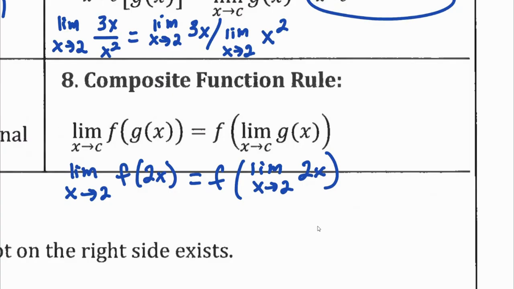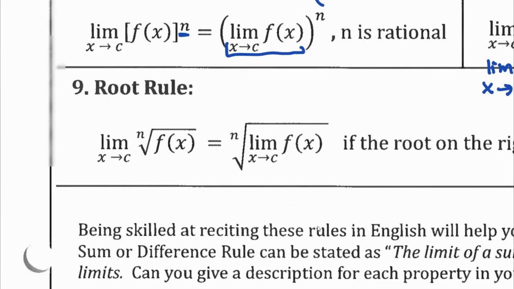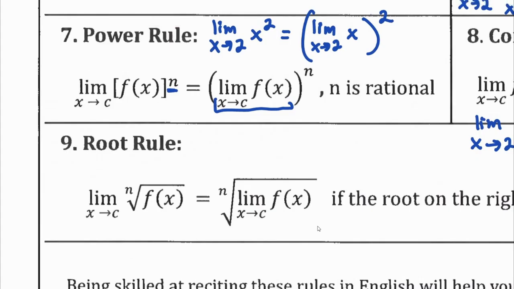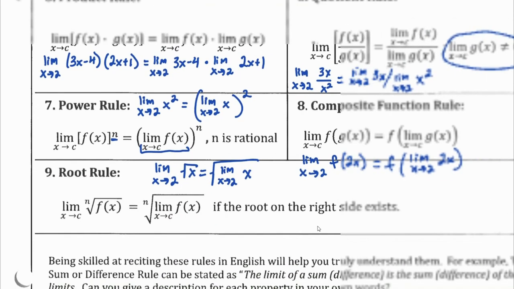Okay, so that may be a little tricky. It'll make a little more sense when we do some examples. And then the last one is the root rule, which is really similar to the power rule. If we're taking the limit of a root of a function, we can take the root of the limit of the function. So this is basically saying if I have the limit as x approaches 2 of the square root of x, that's the same thing as the square root of the limit as x approaches 2 of x. But in order for this to work, that root does have to exist.